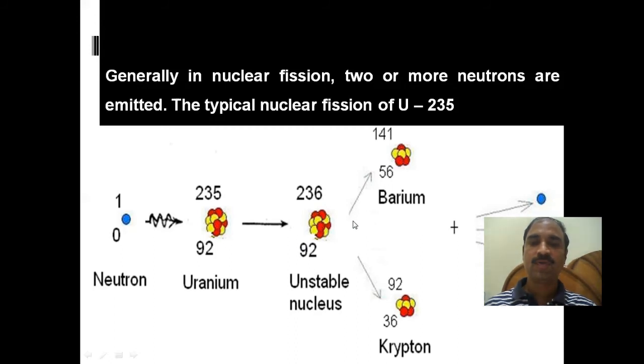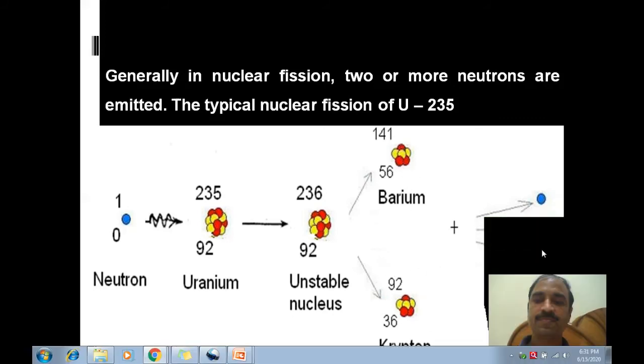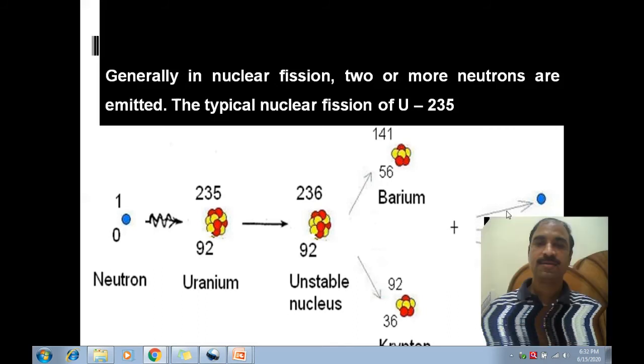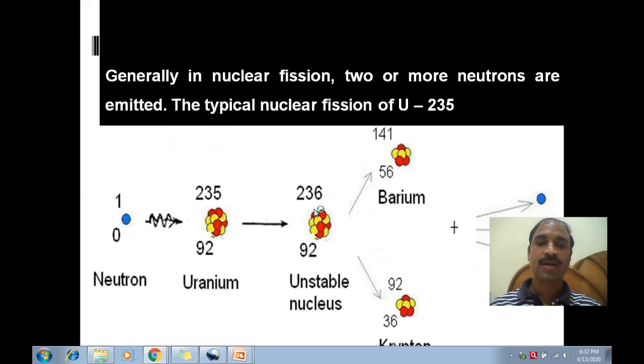Afterward, due to high energy instability, it splits into nearly equal halves, and these are called daughter nuclei, along with the emission of three high energy neutrons, and an enormous amount of energy is released in this reaction. And these three neutrons can trigger the further fission of another nucleus, and so on.